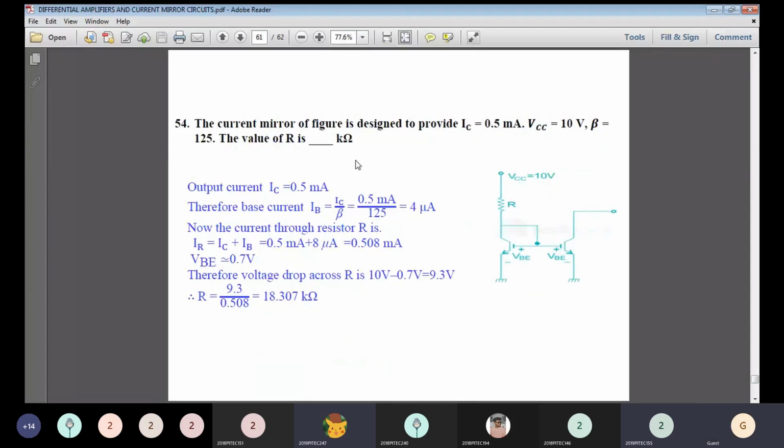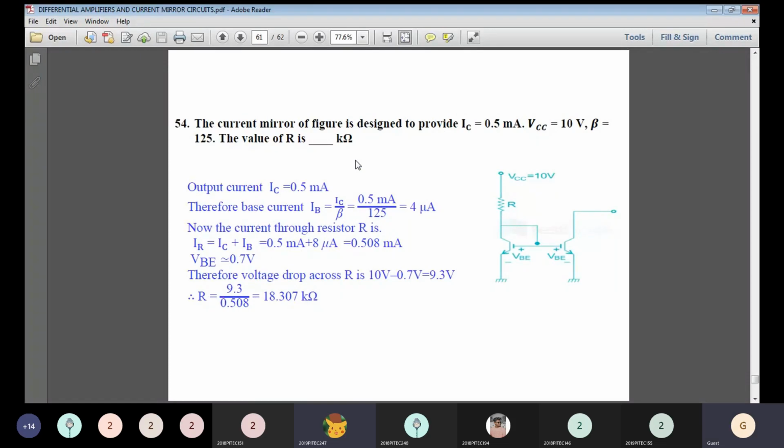So the final question in this session is this one. The current mirror of the figure is designed to provide IC current, the IC value is 0.5 milliamps, the total supply voltage VCC given here is 10 volts, and beta is 125. What is the value of the resistance? In the previous problems we calculated a reference current and then an output current I naught. But in this question they give the IC value and the VCC value, and they are asking for a resistance value.